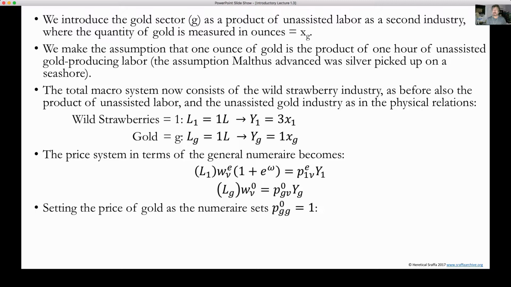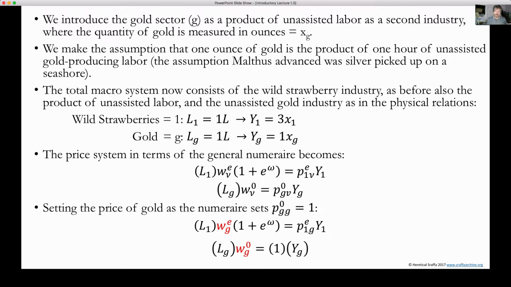Okay, so now what we're going to do is we're going to come to that second equation, and we're going to let gold be the numeraire. So we're going to set the price of gold equal to 1, and then we have the following system of production. I put the gold wage in red just to highlight it, as we move through the PowerPoint so that we can see. So that is the same system.